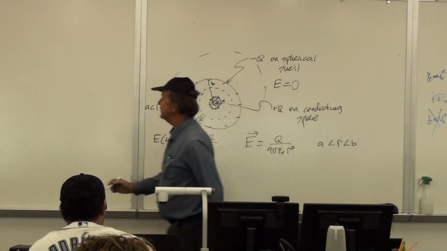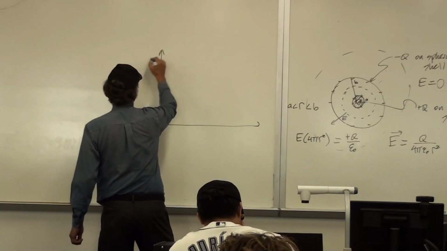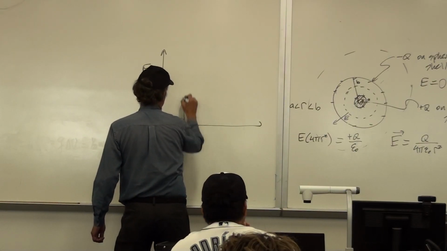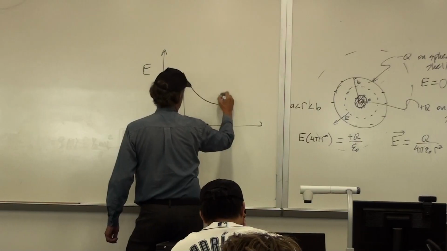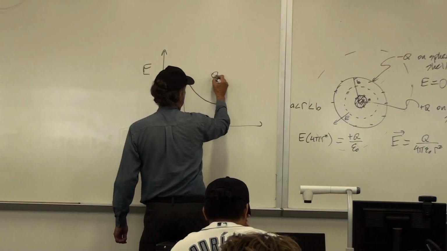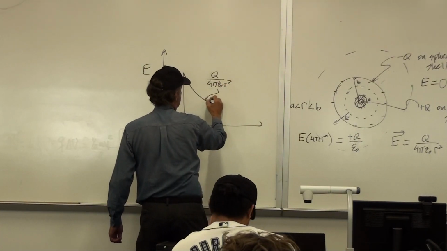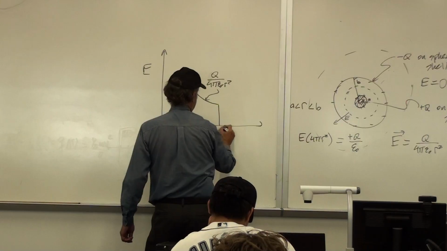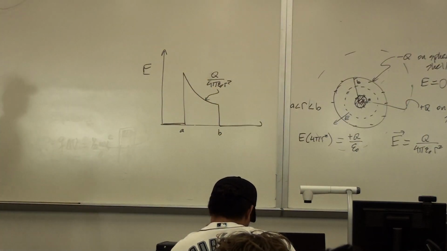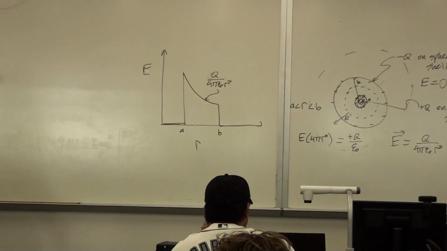So if we want to plot this electric field versus r, it's going to be 0 up to a. It's going to go up at a and then drop off as q over 4 pi epsilon naught r squared, and then drop back down to 0 at b, and straight out. So that's what the electric field versus r looks like for all points in space.